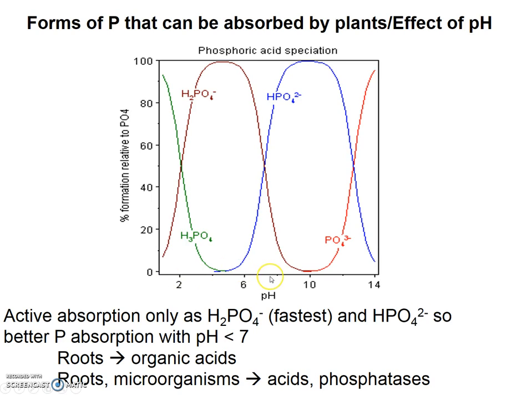The point is that roots can excrete organic acids that favor a low pH around the root in the rhizosphere, and that promotes the absorption of phosphates. Both roots and microorganisms produce acids and phosphatases. The acids contribute to improve the pH around the roots, and the phosphatases contribute to the generation of inorganic phosphate that can be absorbed by the roots.